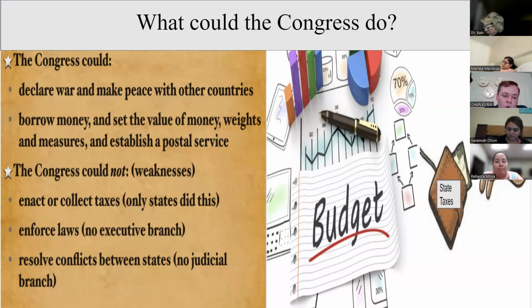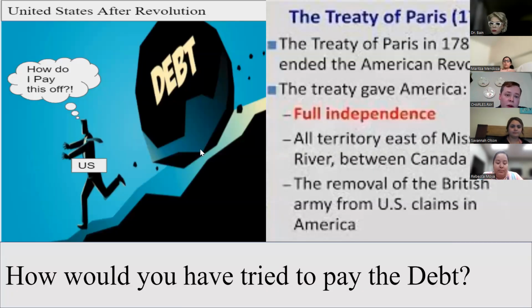So they can't enforce laws, they can't collect taxes, they can't resolve conflicts between states. If two states want to go at it, they can't do anything. It's very weak. Well, it lasts not too long, but not too short either. Lots of problems with it. And the founding fathers will eventually figure out, holy crud, we've got to get away from this thing. We've got to fix it.